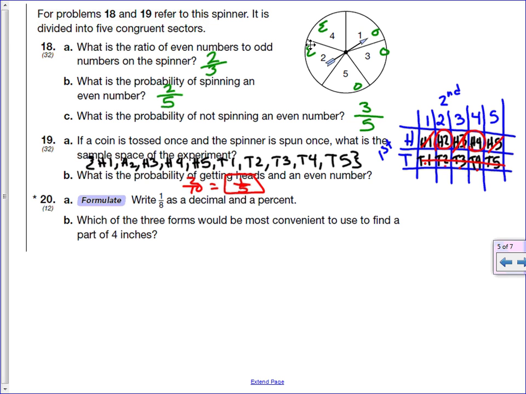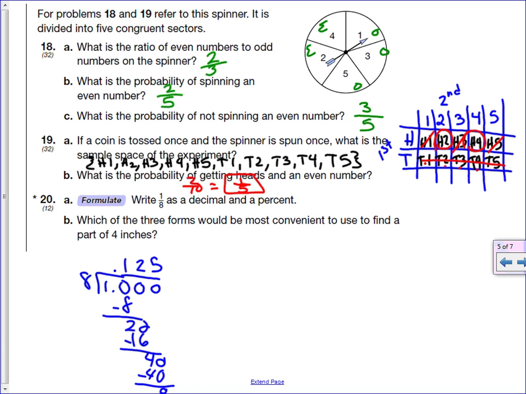Write 1/8 as a decimal and a percent. Well, to write 1/8 as a decimal, I can divide 1 by 8. 8 can't go into 1, so I add my decimal point. How many times does 8 go into 10? Once. 1 times 8 is 8. Add a 0, bring it down. 8 goes into 20 2 times. 2 times 8 is 16. Add a 0, bring it down. 8 goes into 40 5 times. And since I end up with 0, I don't have to add another 0.